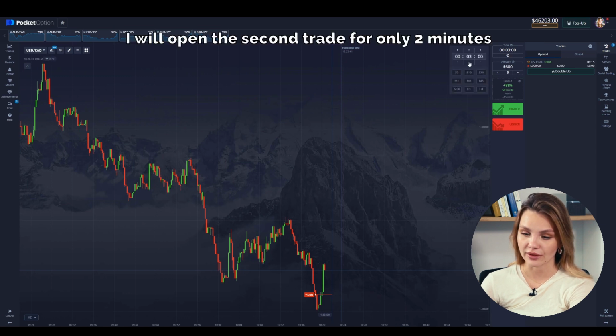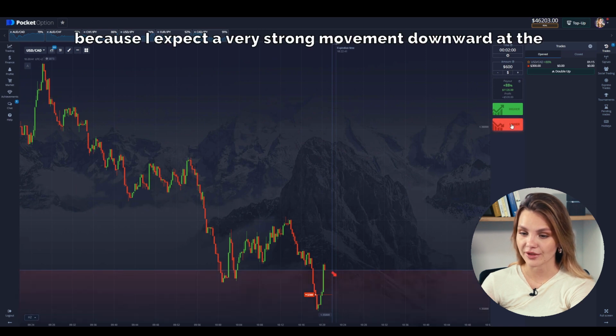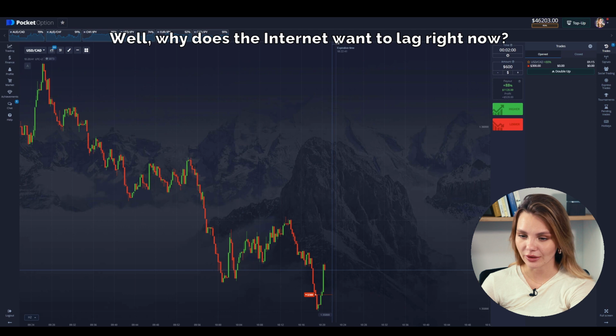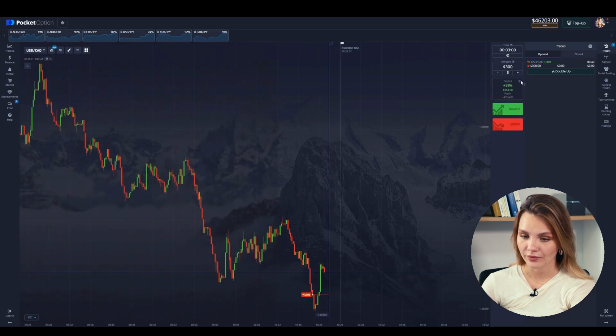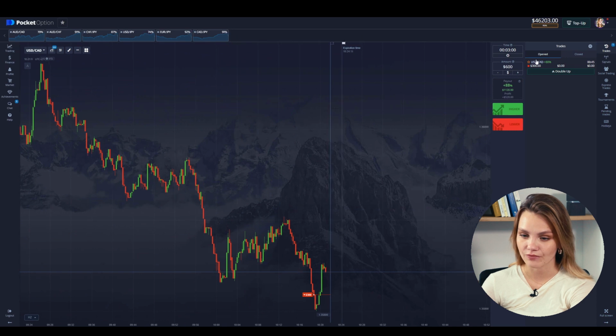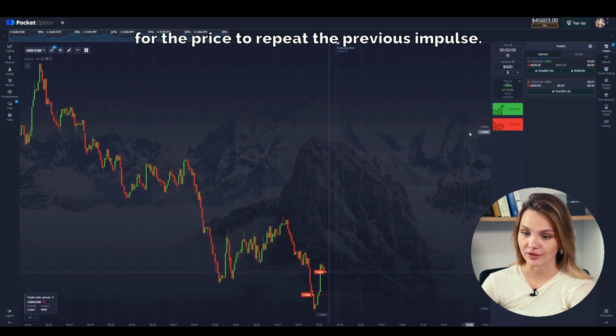I will open the second trade for only 2 minutes because I expect a very strong movement downward at the moment. Well, why does the internet want to lag right now? Oh, finally. Opening a $600 trade. The duration is only 2 minutes. That will be enough for the price to repeat the previous impulse.